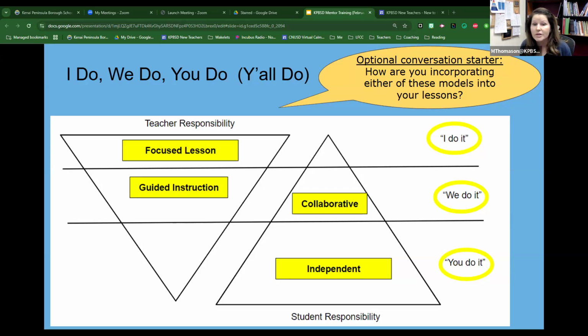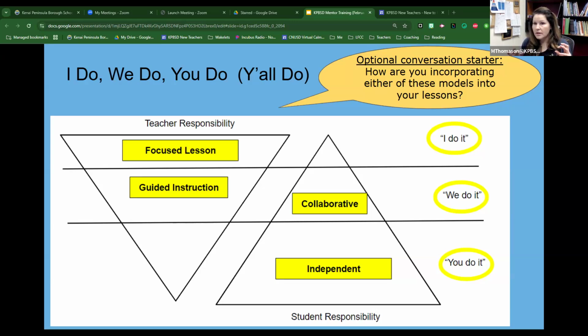So the I do, we do, you do is all about that guided release of responsibility. The teacher models, that's I do. Then the teacher allows students to try it on. That's the we do, the guided practice. Giving the students a chance to try on the skill falls into the we do. Last, after modeling and guided practice, students transition to independently doing the skill, and that's the you do.